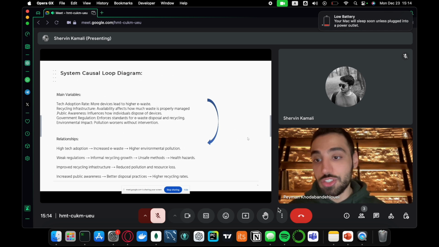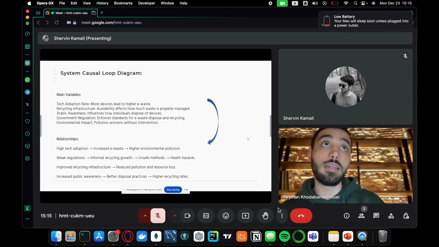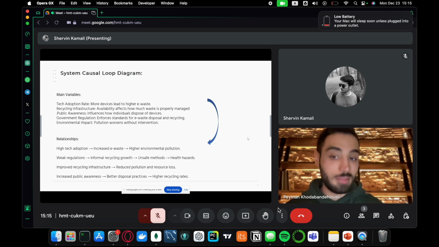Actually, the first relationship is really obvious because high tech adoption increases e-waste, and an increment in e-waste results in higher environmental pollution. And the next relationship is weak regulations, which result in informal recycling growth, or let's say wrong way of recycling growth and using unsafe methods. And finally, serious health problems for human beings.